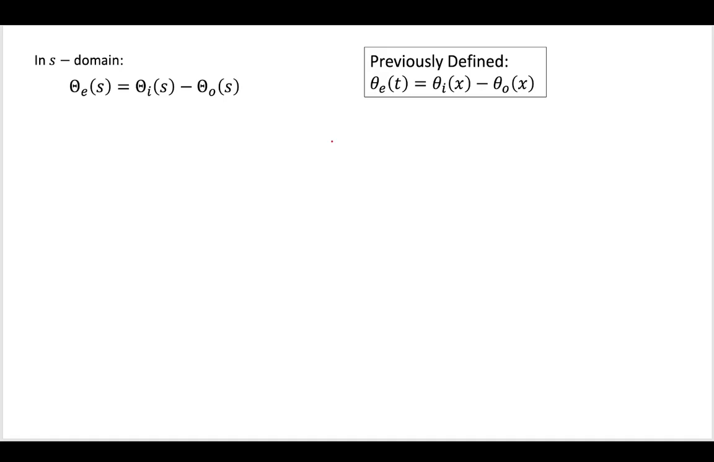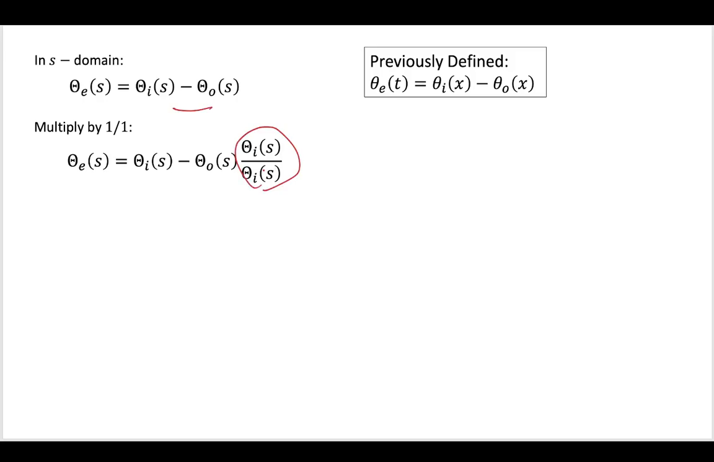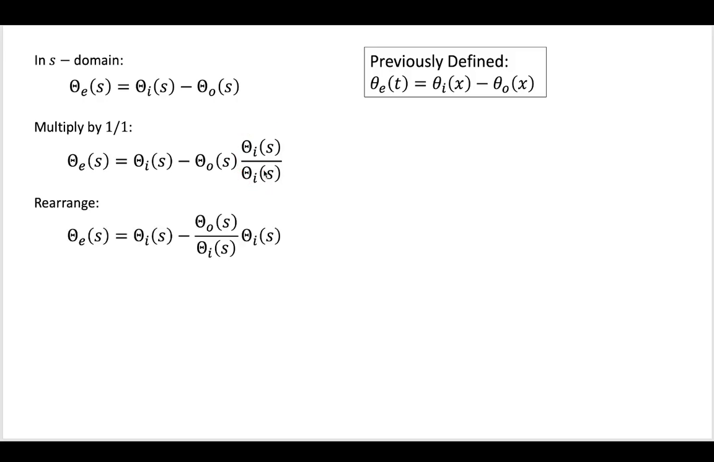So in the S domain, we can do the same definition. We can define the error in the S domain, just like we define the error in the time domain, where it's the difference between the input and the output. And if we were going to take this expression for the error, multiply it by 1 over 1, and then rearrange this, because in the previous videos we found what the out over the in is, so this kind of makes sense to move towards this model. We can rearrange it.